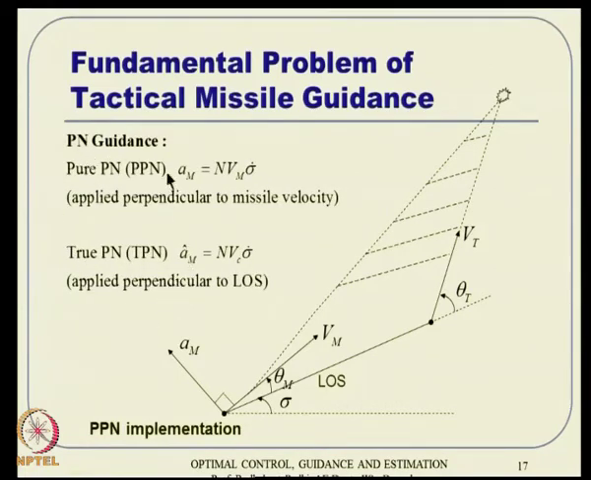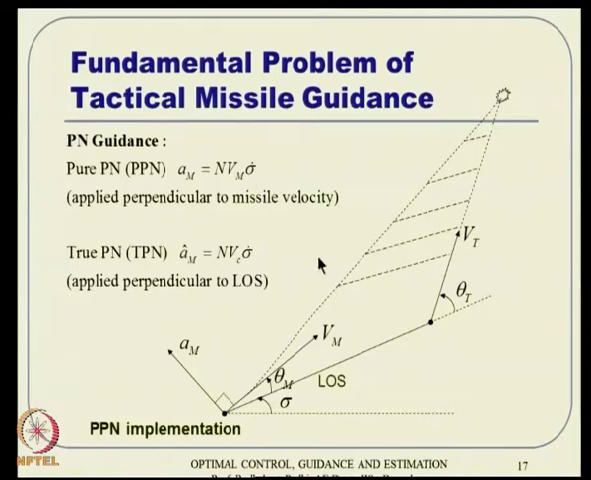If it is perpendicular to the velocity vector, it is called pure proportional navigation. The concept is like this: you have sigma dot, where sigma is the LOS angle with respect to an arbitrary reference line. What is more important is sigma dot. The guidance law says AM equals navigation constant N, which is a number, times Vm, the velocity of the missile, times sigma dot. On the other hand, true proportional navigation says I will not apply it perpendicular to the velocity, I will apply it perpendicular to the LOS, and my lateral acceleration command is N Vc times sigma dot. It is not Vm; remember that Vc is the closing velocity along LOS.